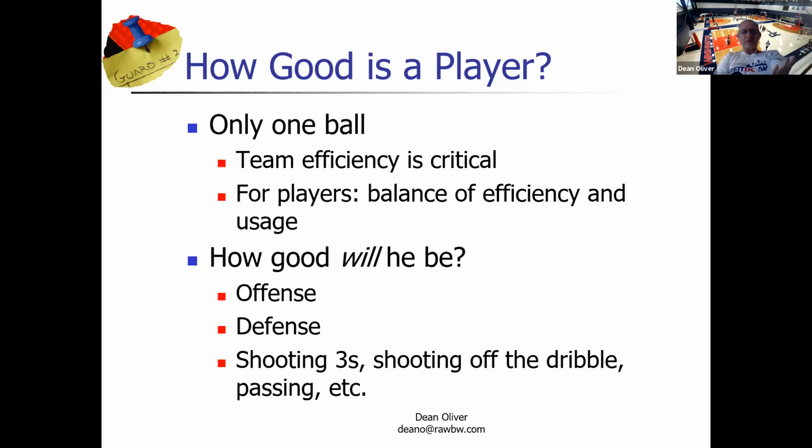If a player is shooting half the shots, they're going to score a lot of points, even if they're inefficient. How good is that player? Is that player better than the player who's super efficient, makes most of his shots, but is only taking 10, 15% of the shots? That was, frankly, an unresolved problem for a long time.